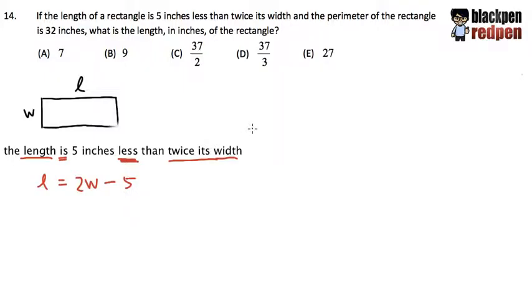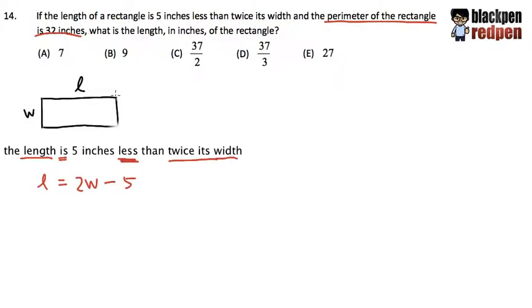And now what else do we know? That was the first sentence. Let's look at this sentence here. Well, not really a sentence, but a part of the sentence. It says that the perimeter of the rectangle is 32 inches. What does perimeter mean?